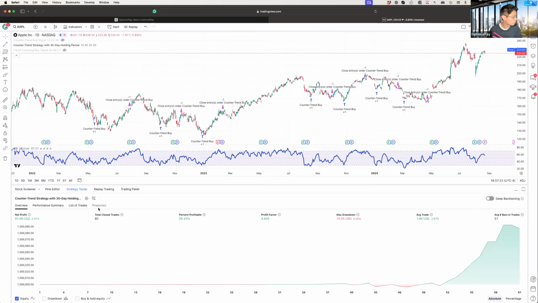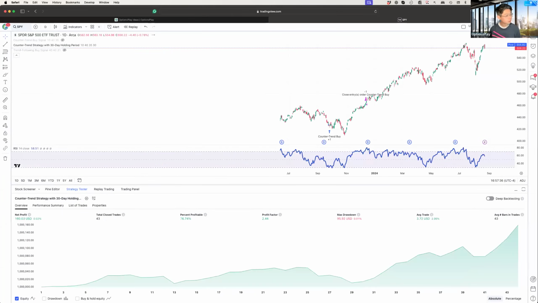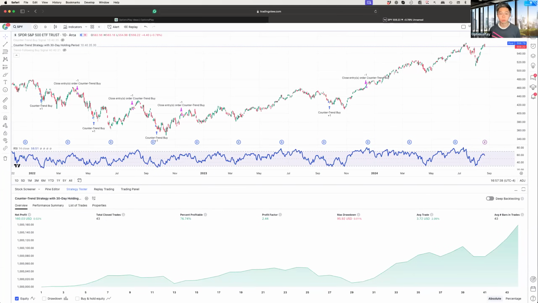And you can make changes to it, right? Maybe instead of holding it for 30 days, you hold it for 60 days or 15 days, and you see how these strategies perform. And that's how you get to the basis of finding opportunities like this for your trading. This is how you start building your own strategy.